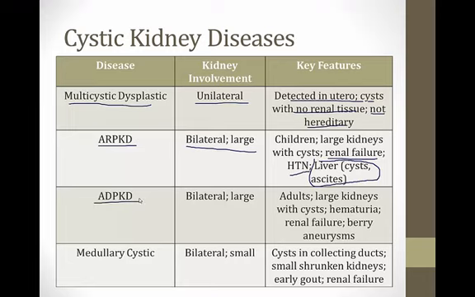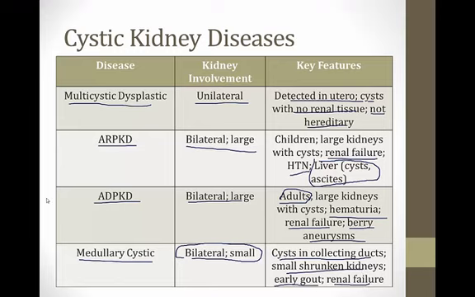Autosomal dominant polycystic kidney disease is bilateral large kidneys with cysts that occur in adults. They develop hematuria and renal failure, and then the key association are those berry aneurysms in the brain that cause subarachnoid hemorrhage. And then finally we discussed medullary cystic. So this is usually bilateral, but the kidneys are small and shrunken from fibrosis. There can be cysts in the collecting duct, although remember they're often not seen. Small shrunken kidneys, early onset of gout, and then renal failure. And that concludes our module on cystic kidney disease.